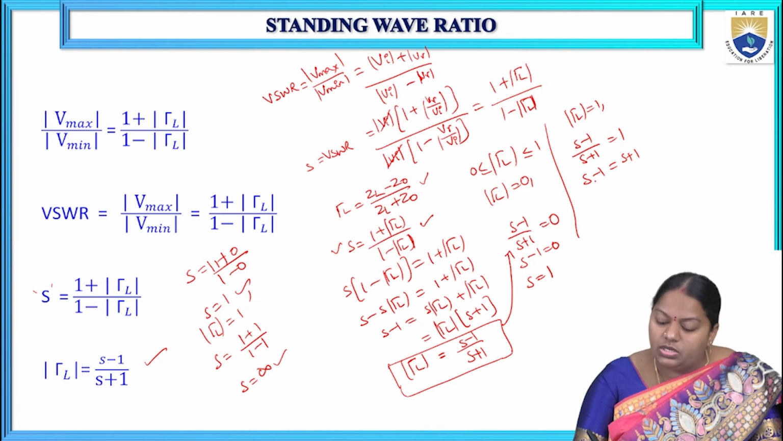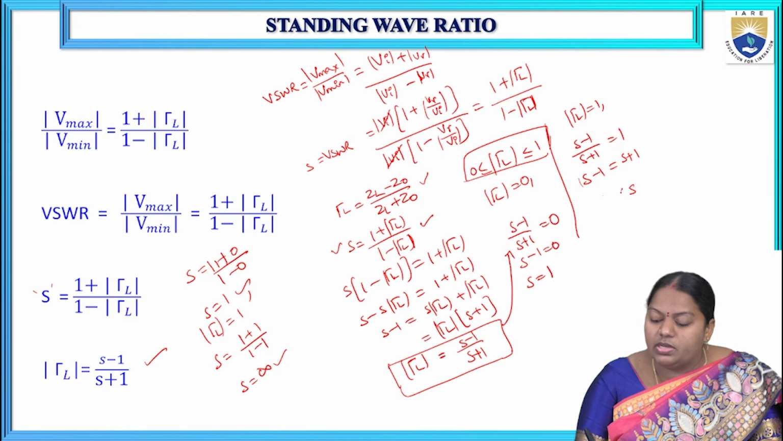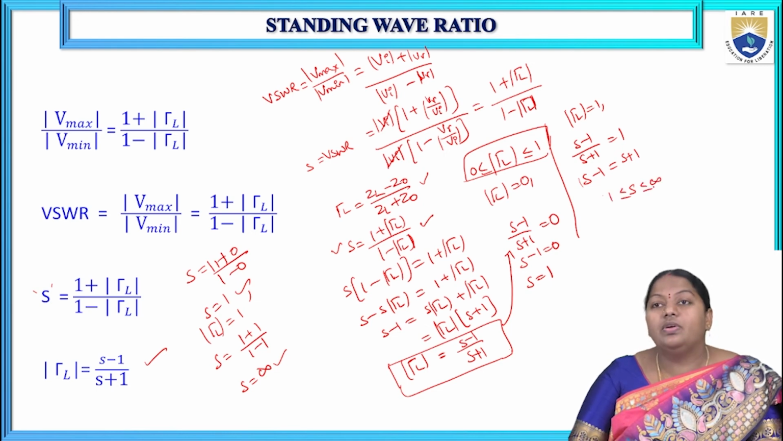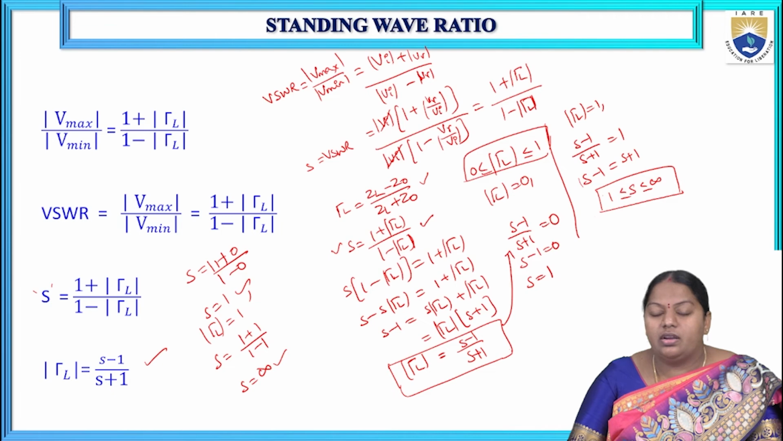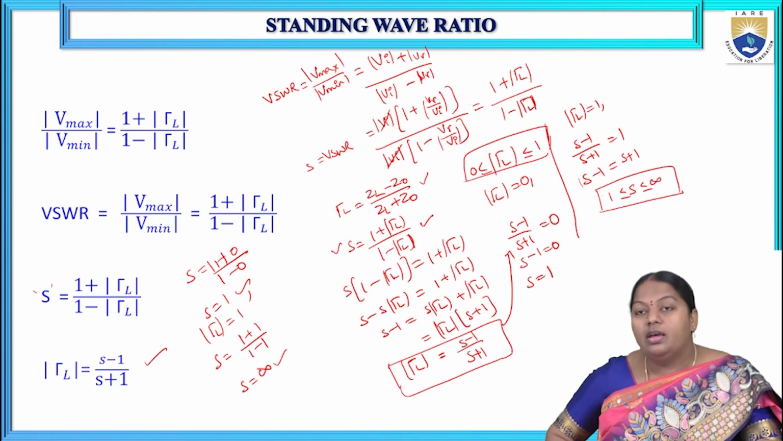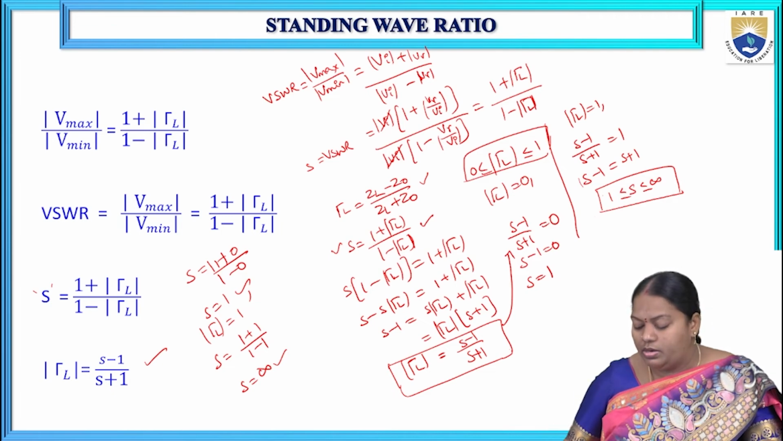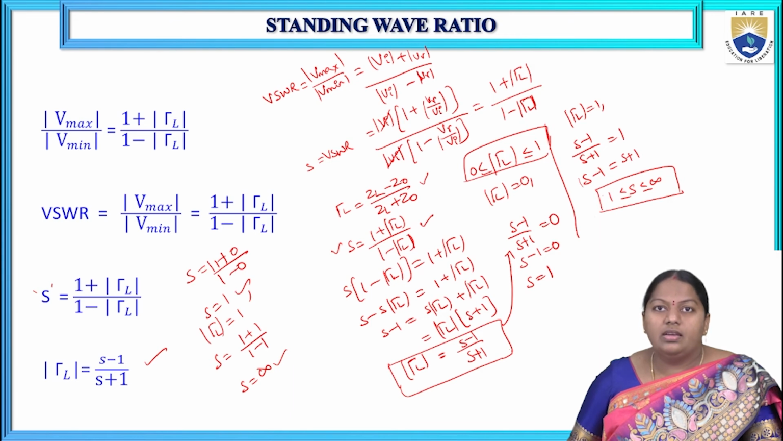So from these two relations, see, the reflection coefficient gamma is ranging from 0 to 1, and standing wave ratio S is ranging from 1 to infinity. 1 is less than or equal to S, which is less than or equal to infinity. Right? So the ranges of reflection coefficient and the standing wave ratio are respectively 0 to 1 and 1 to infinity.